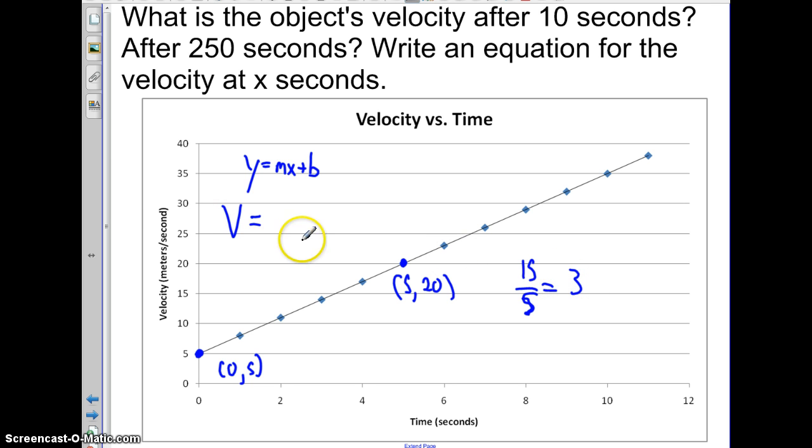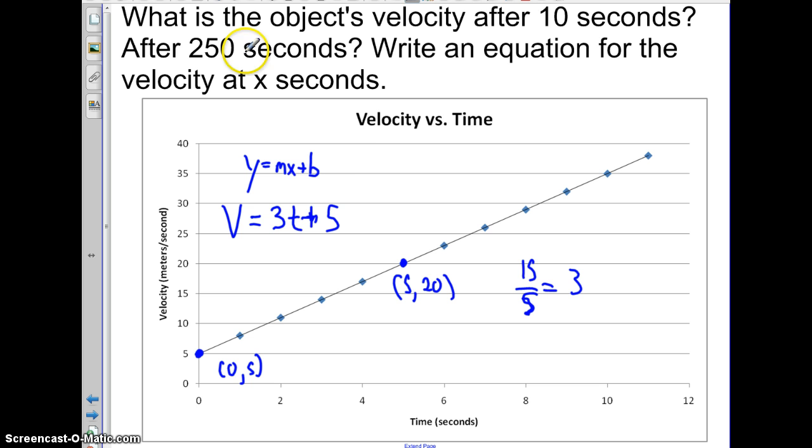So if we're going to write the equation, you'd have 3 times, and your x values are times. So instead of x, I'll put 3 times t, plus your initial value, which is 5. And that's a velocity. It's actually the initial velocity. So this is the equation for that line, right? 3t plus 5. That's supposed to be a plus sign.